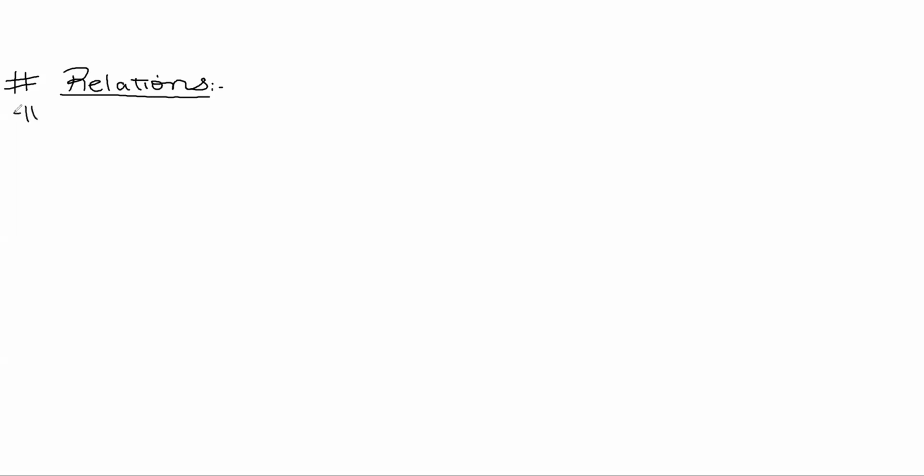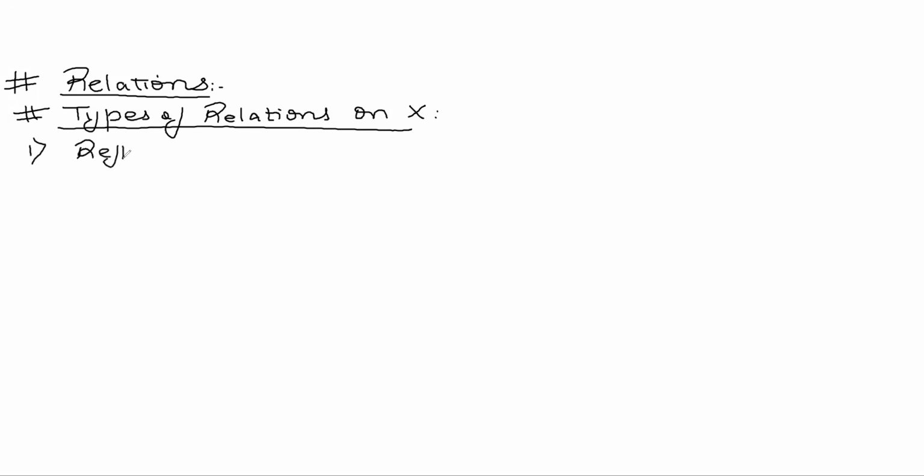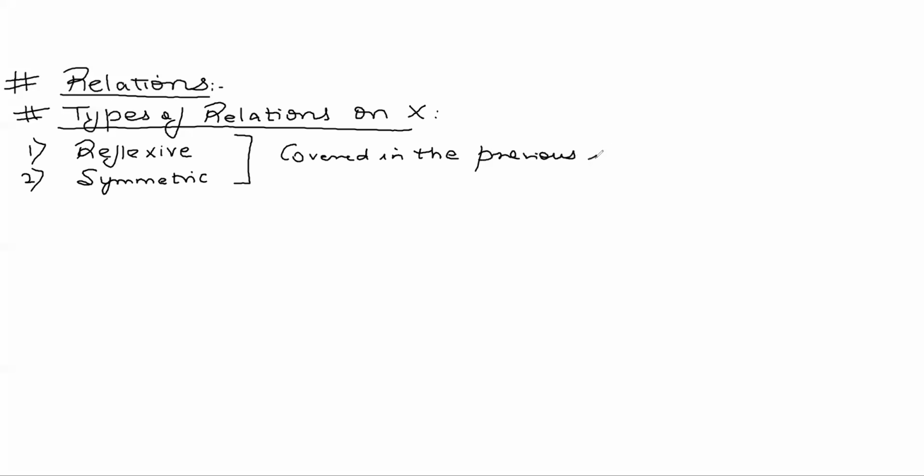So, types of relations on X. First was reflexive, second was symmetric. Symmetric and reflexive were covered in the previous lecture.